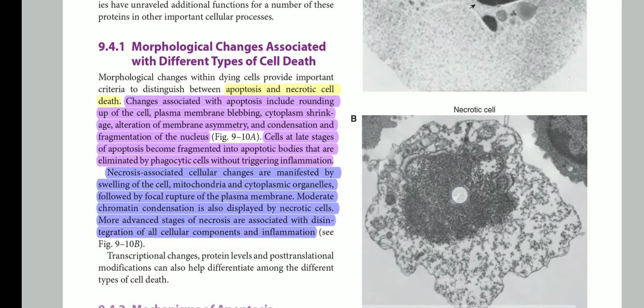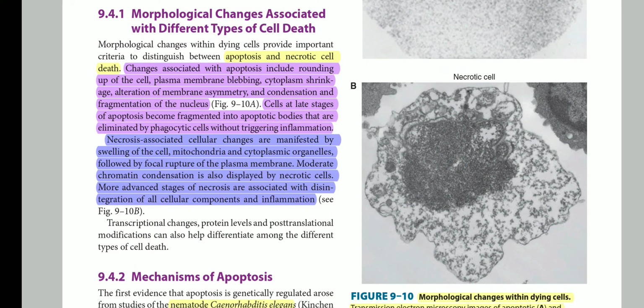But in necrosis, moderate chromatin condensation is also displayed in necrotic cells. More advanced necrosis is associated with disintegration of cell components and inflammation. Inflammation is the most important point. In necrosis, there will be inflammation.